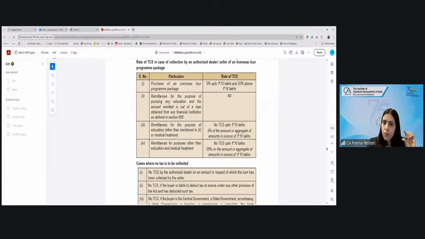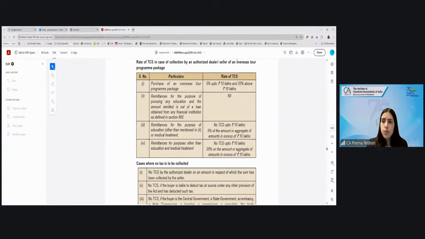Now, whether this threshold of 10 lakh applies separately for education, for medical, for others, or is it a combined threshold? So, CBDT has clarified this is a combined threshold. This is irrespective of whether you spend 5 lakh for education, 2 lakh for hospital, 2 lakh for other purpose, it's a combined threshold. So, for first 10 lakh, for education purpose or for any other purpose, no TCS.